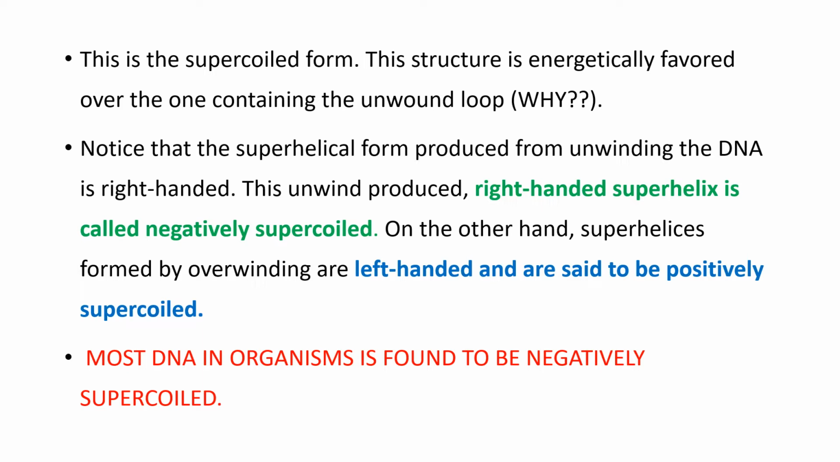Just note down, in the earlier picture, that the supercoiled forms produced from unwinding the DNA are right-handed. This unwound product, if it is a right-handed superhelix, is called negatively supercoiled. It is called negative if it is right-handed. It's right-handed, that is, there are the two hands.